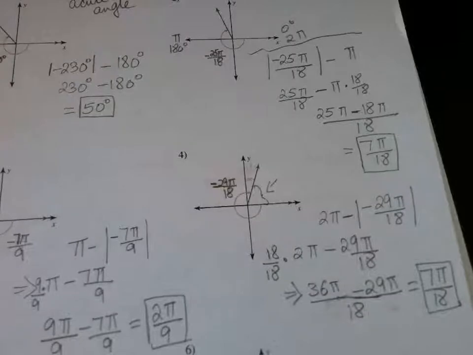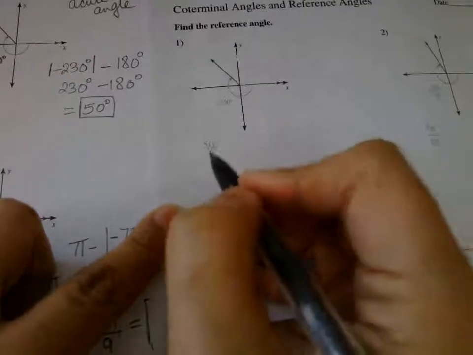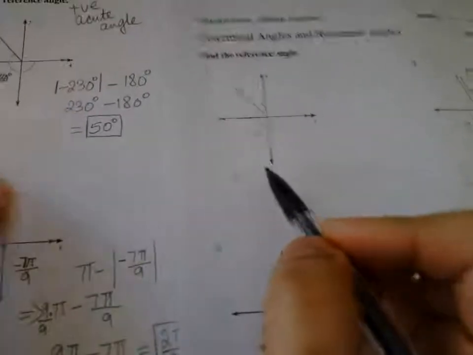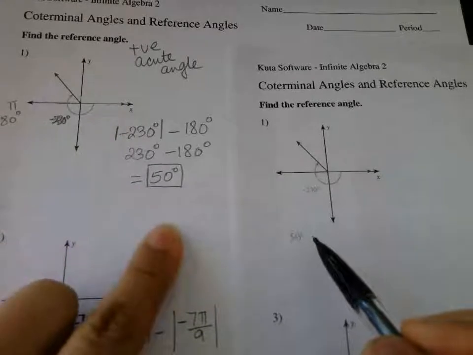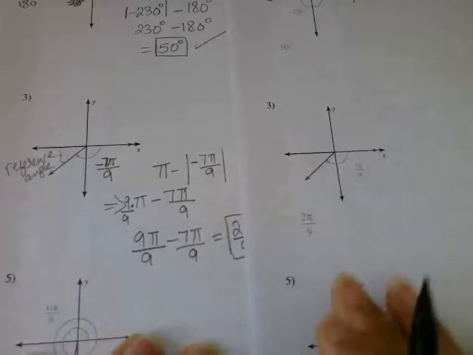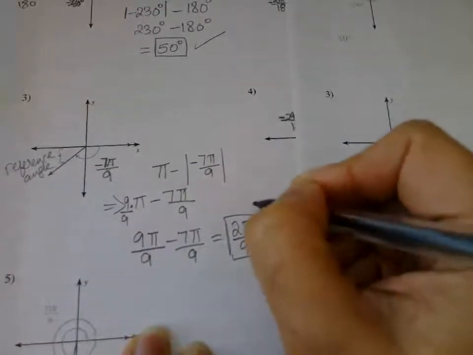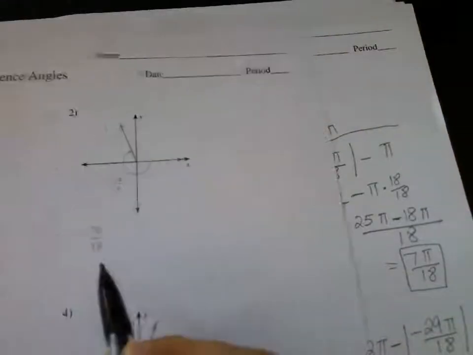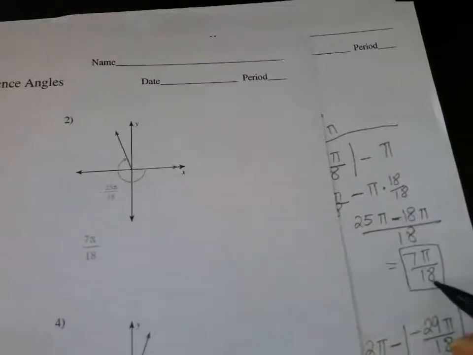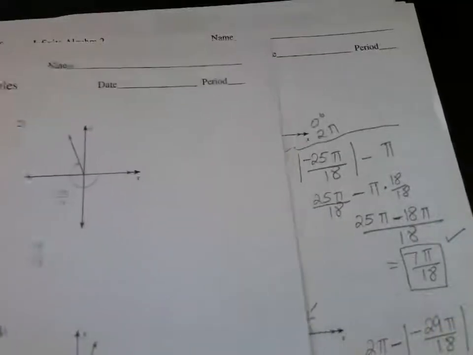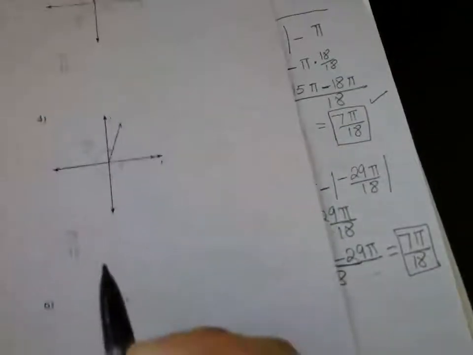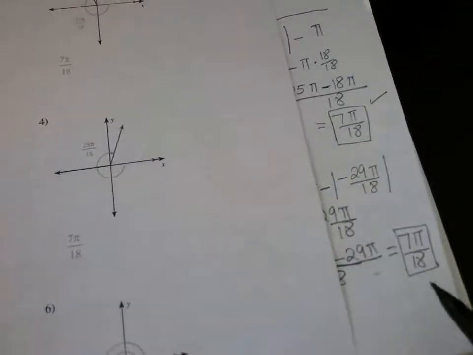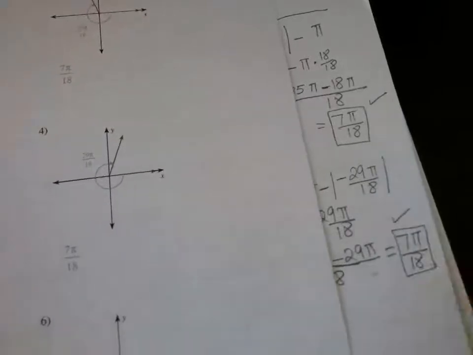Okay, let's check the answers. This is our answer sheet. Question number 1, the answer is 50 degrees. We got question number 1, answer as 50 degrees. Check. Question number 3, their answer is 2 pi over 9. We got 2 pi over 9. Check. Question number 2, their answer is 7 pi over 18. Our answer is 7 pi over 18. Checked. Question number 4, their answer is 7 pi over 18. Check.